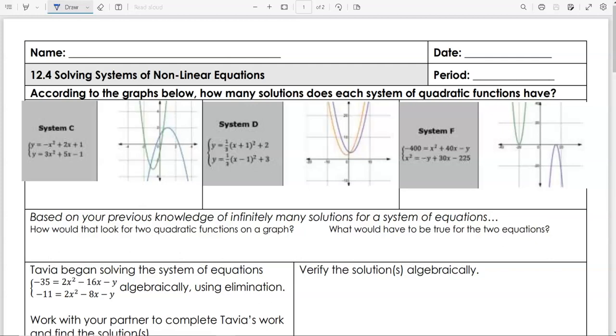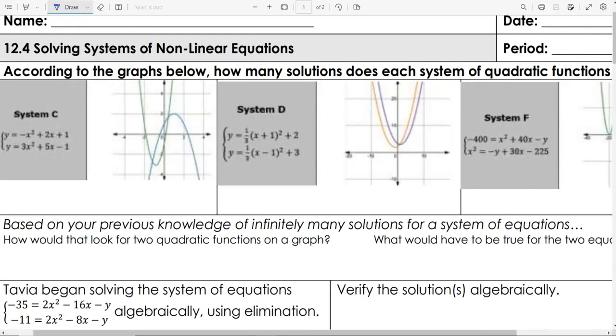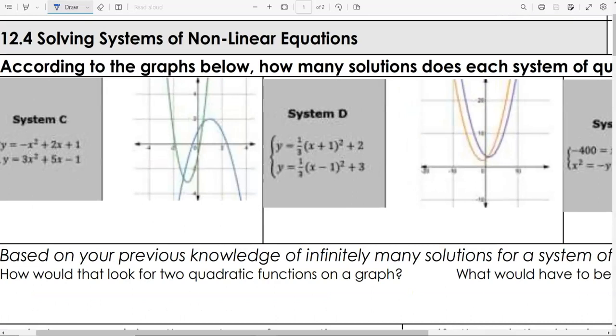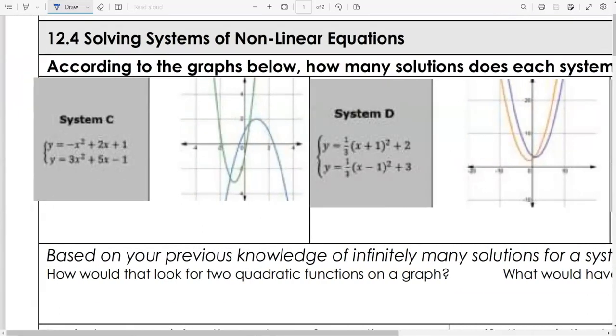Today we are going to solve a system of equations. Both equations are now non-linear, so we're going to focus on two quadratics or two parabolas. Looking at these graphs of two parabolas, how many solutions does this first picture show us? It has two solutions. How do you know that? It's crossing over at two different spots.